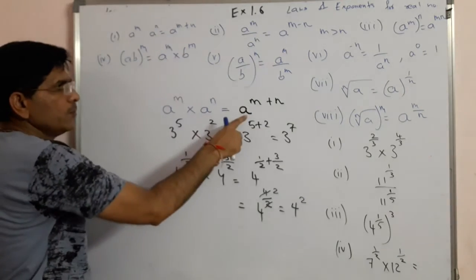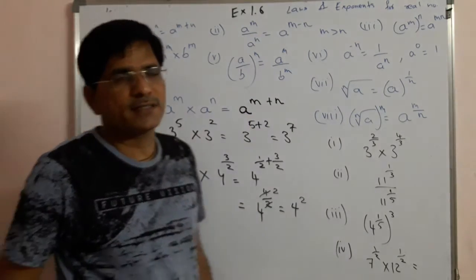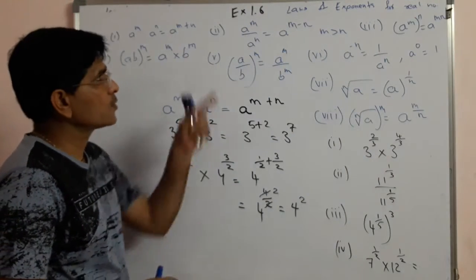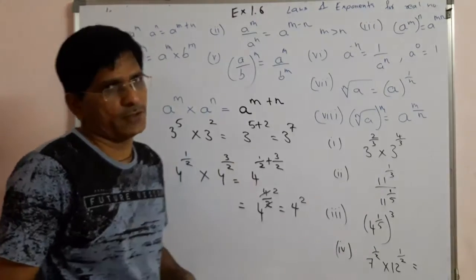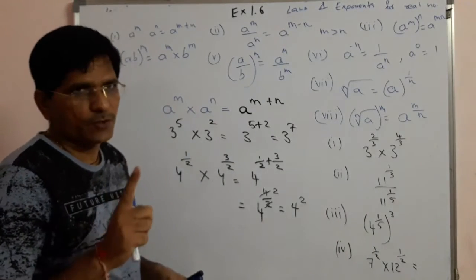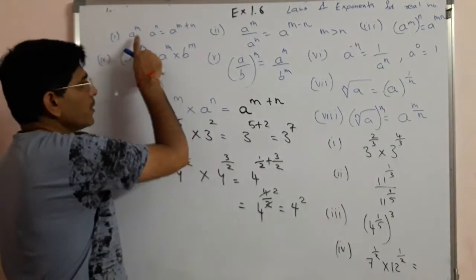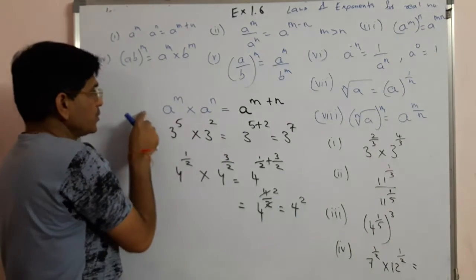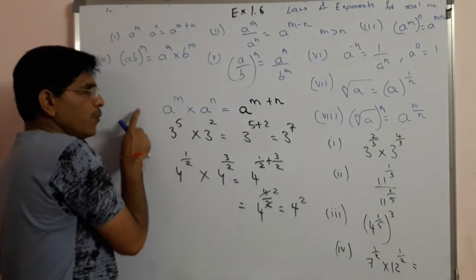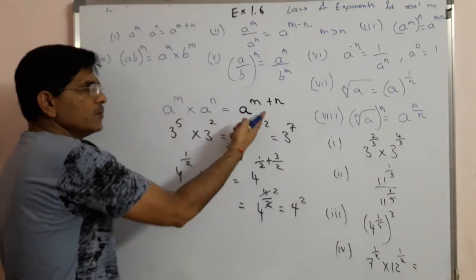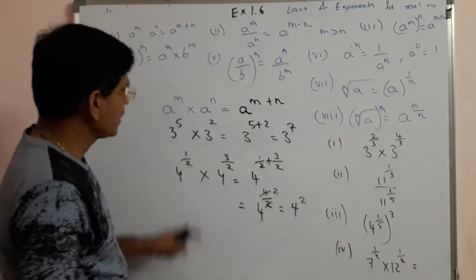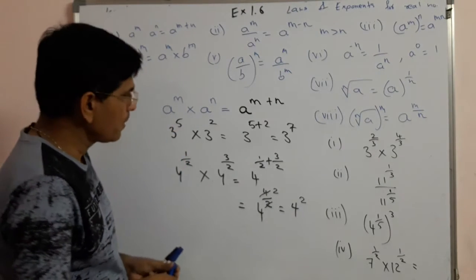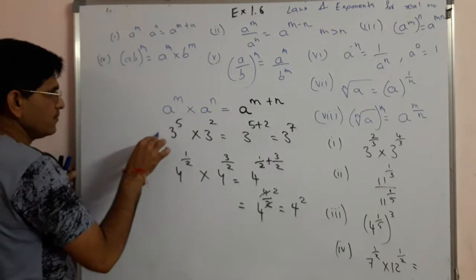Then what we have to do? A the power m plus n. It is the rule of multiplication. So the law of exponent for the real number, first law is the law of exponent for addition. In multiplication what we have to do? Addition. So it is called the law of multiplication. In the law of multiplication, we have to add the powers. Either it is negative or positive, it may be possible. So that is the first sum.